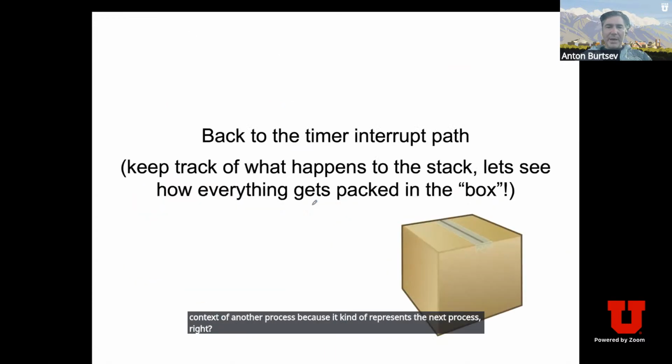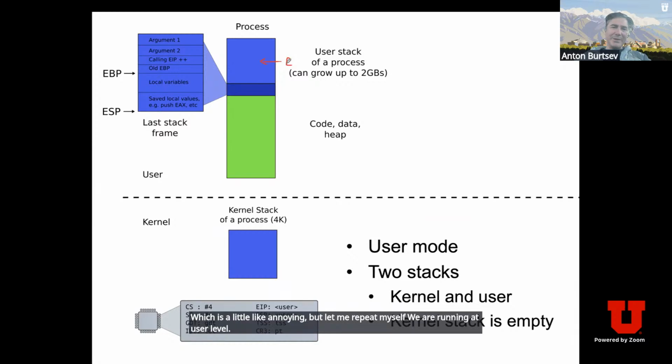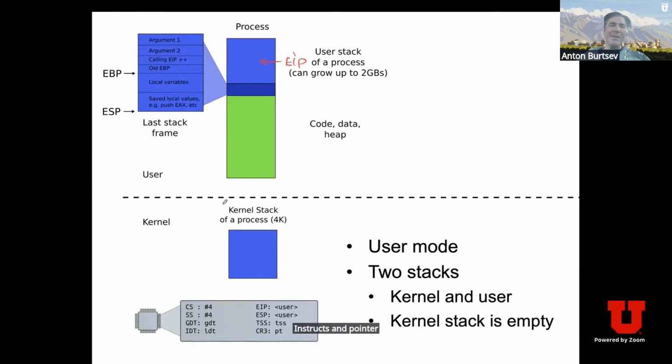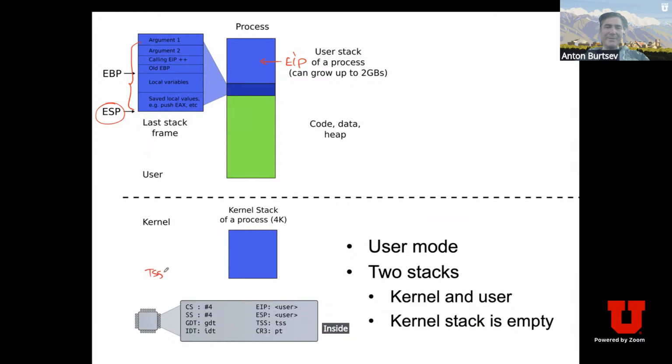Okay, let's take a look at how it works. Again, back from the beginning, which is a little annoying, but let me repeat myself. We are running at user level. The instruction pointer points somewhere here. We have 2 stacks. The user stack is here. Currently, the ESP register points to the user stack. Inside the TSS, there is a pointer to the kernel stack for this currently running process, right?